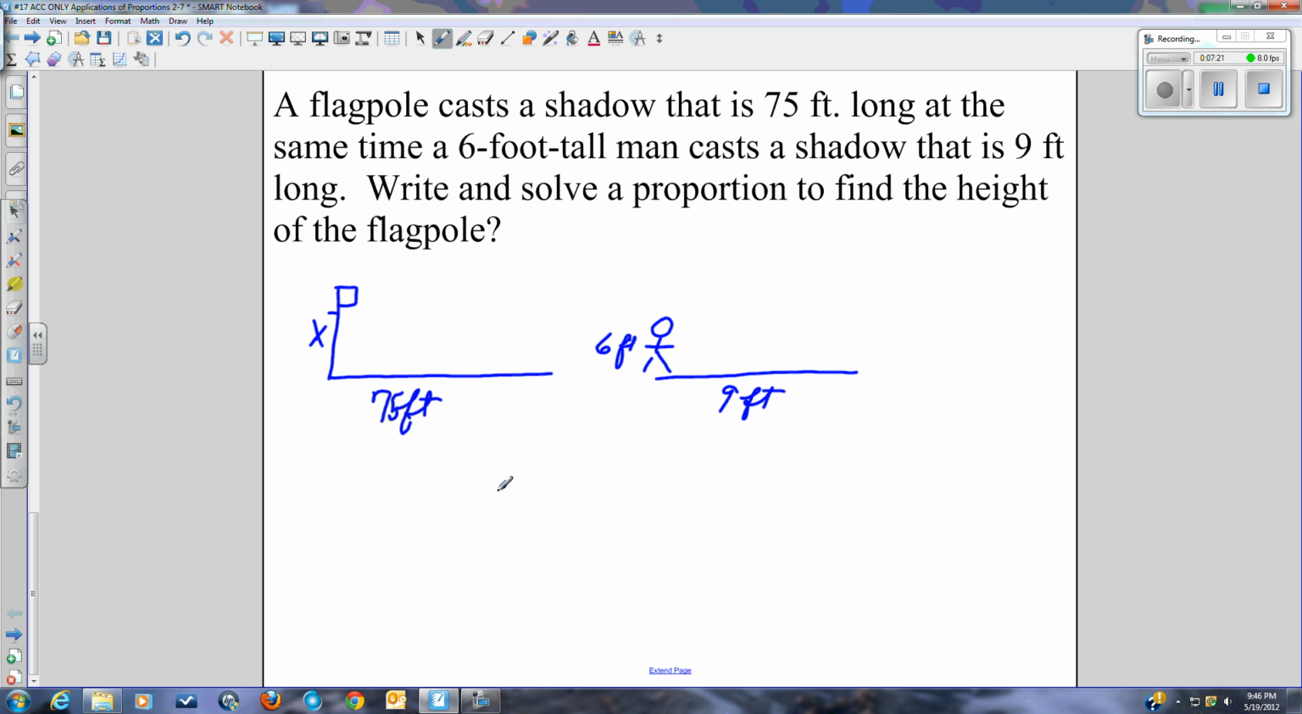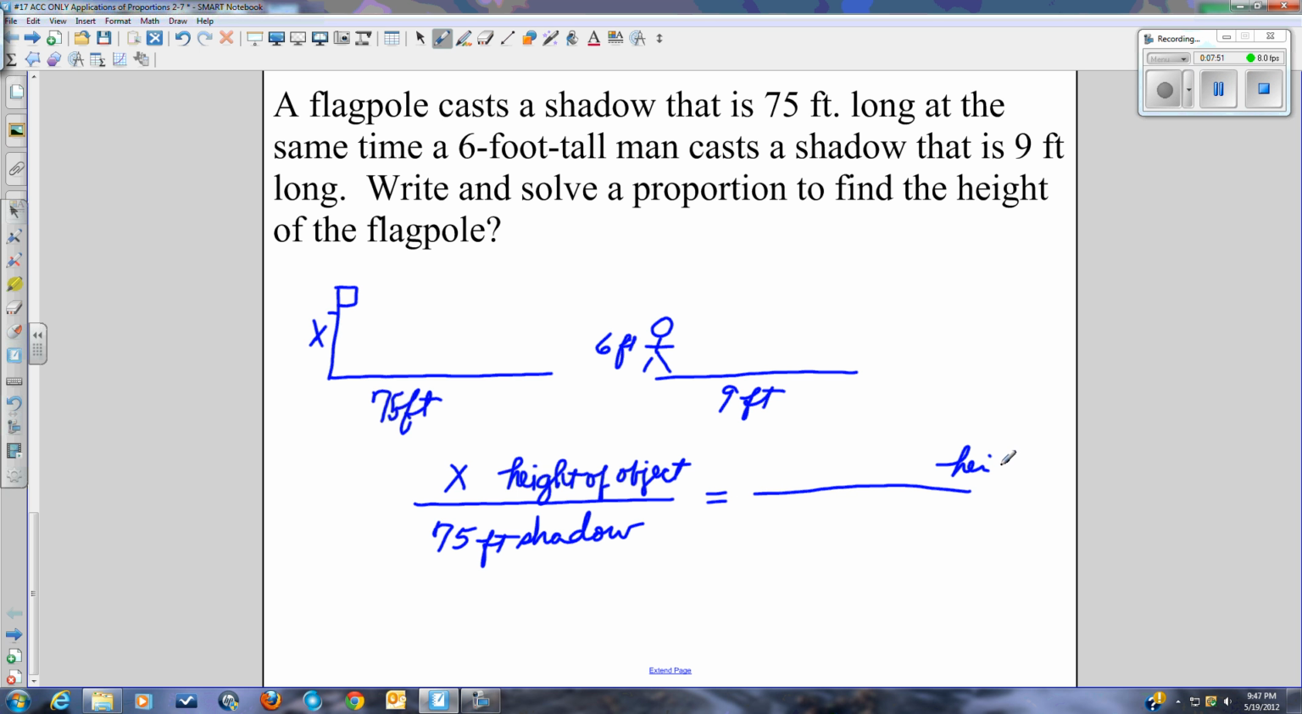Well, let's see how we can make this proportional. The height of your object compared to the length of the shadow would be proportional to the same thing on another object, the shadow of another object that's cast at the exact same time. So in this case, the height of the object would be the man, so that's 6 feet, and his shadow is 9 feet long. So we've created this proportion.